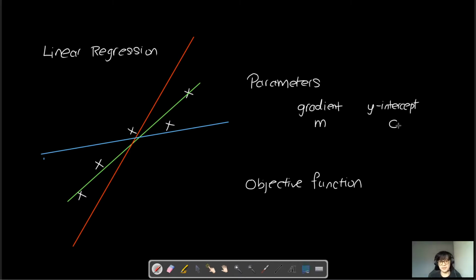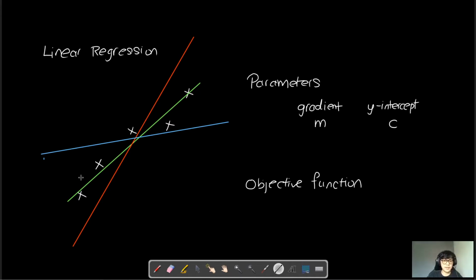we have to decide how to determine if one line is better than the other line. If you look at this example, you can roughly see that the green line is better. This green line is better than this blue line for sure, and it's better than this red line for sure. But why is this the case? So I'm going to propose an objective function that captures that.